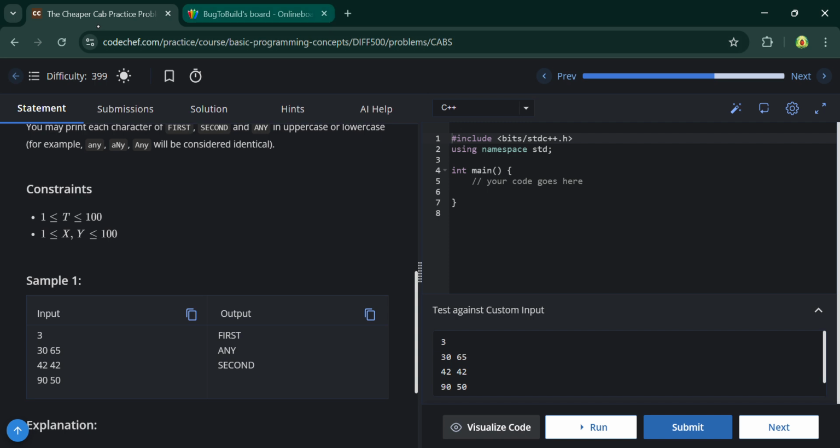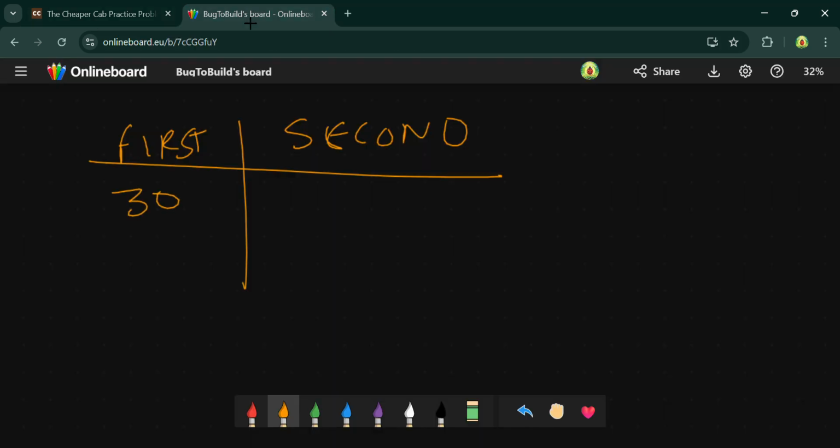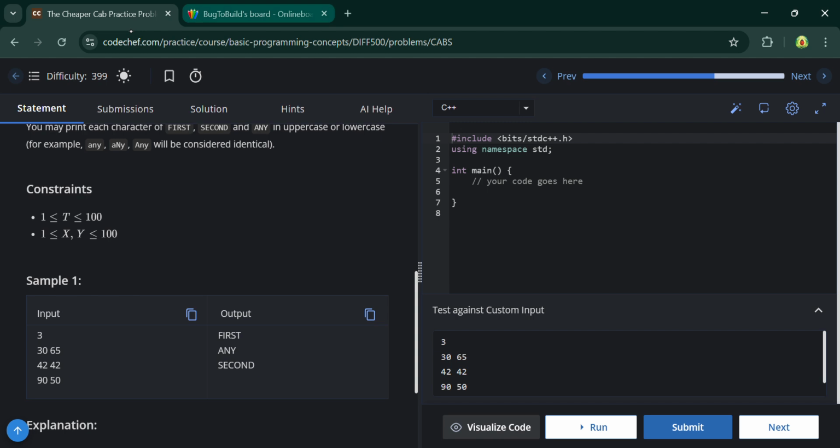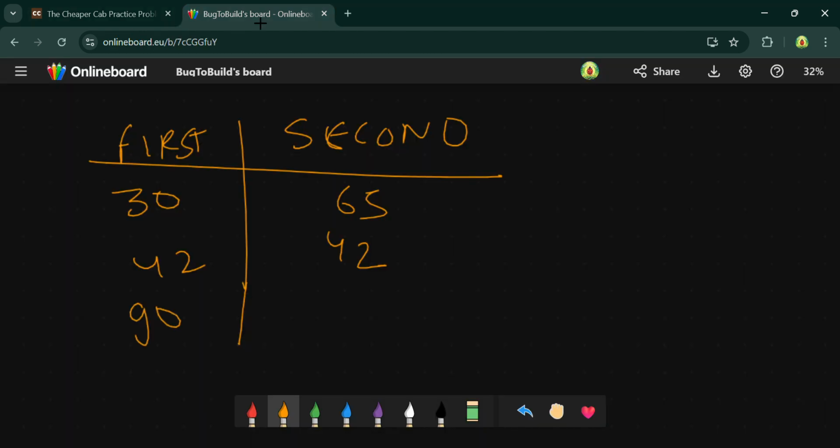So the first is 30 and 65. Then 42 and 42, and the third is 90 and 50. You just have to determine which one is less.